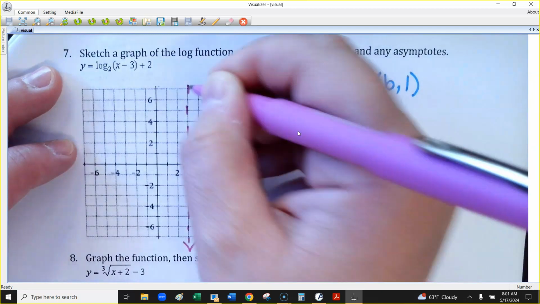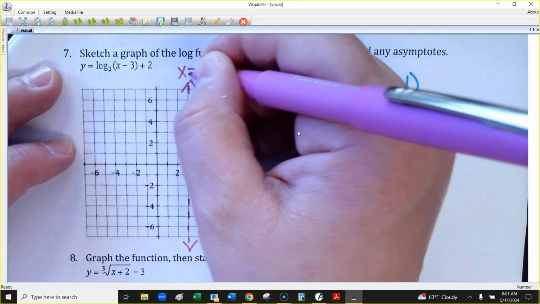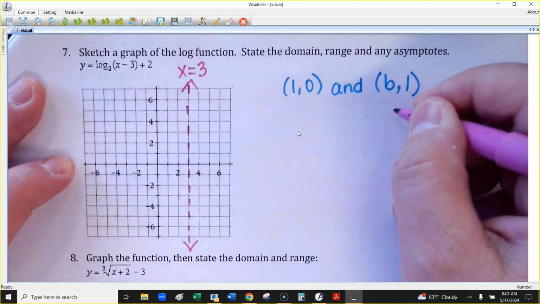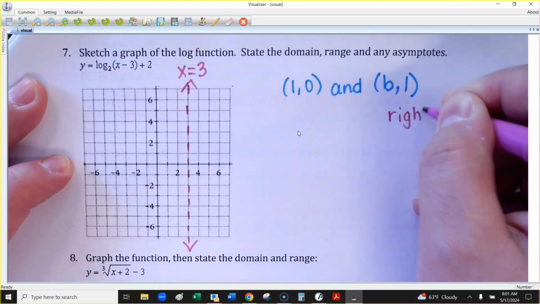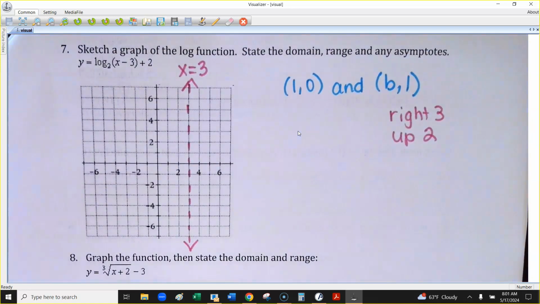So we have a nice vertical asymptote here. This would be x equals 3. And then the y, we're going to shift up 2. So if I wanted to describe this, this is going right 3 and up 2 versus if we just had the plain log base 2 of x. So that 3 with the x shifts it left or right, the opposite way you think, and then the outside goes up or down, and you're just going to copy that.